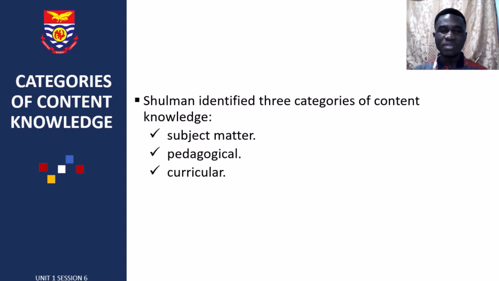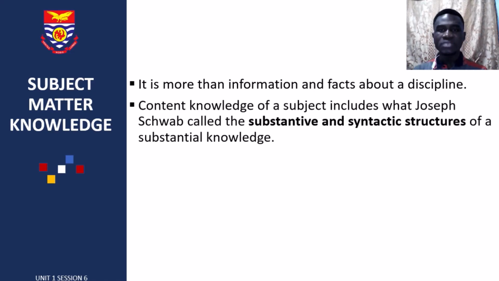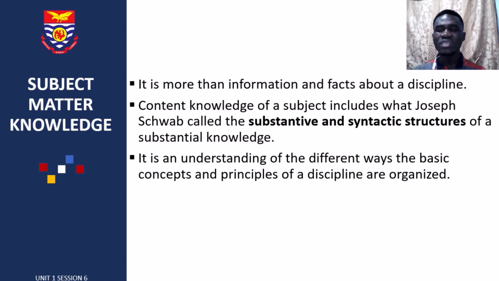Now let's look at what Shulman means by subject matter knowledge. The subject matter knowledge is more than information and facts about a discipline. So it's not just about having information, having facts about physics alone, no. But this knowledge, according to Joseph Schwab, is what he termed as substantive and syntactic structures of a substantial knowledge. And it is an understanding of the different ways the basic concepts and principles of a discipline are organized. So the subject matter talks about the teacher's understanding of the various ways in which the various concepts in the physics syllabus are being organized.